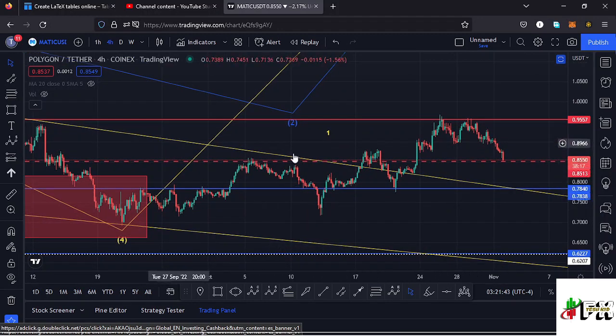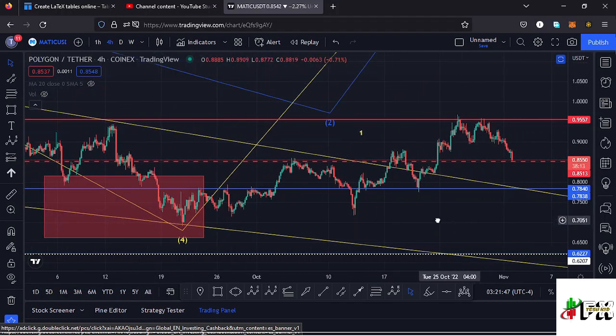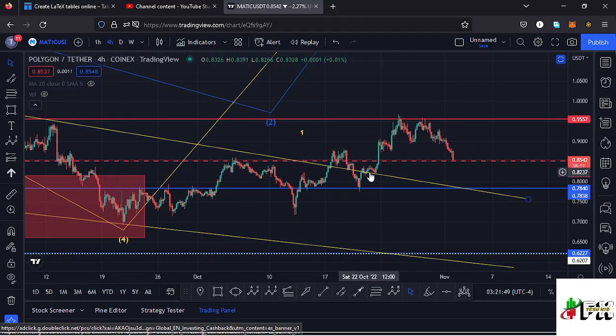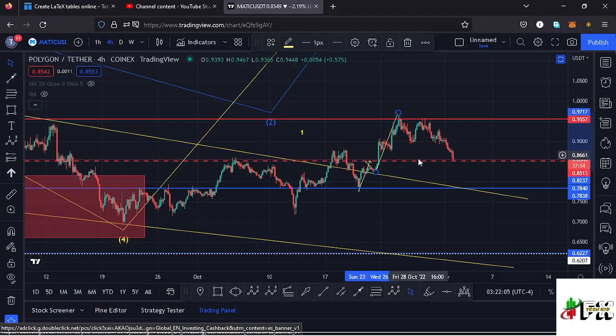You can see I had this channel that we had been trading within in the formation of this fourth wave, and we managed to break out of the channel to the upper side after finding support at around the $0.78 mark. And after managing to break out of the channel to the upper side, we even saw a successful retest of that key area, that is the upper side of the channel. And after the retest was in, we continued pushing higher, making our high at around the $0.96 mark.